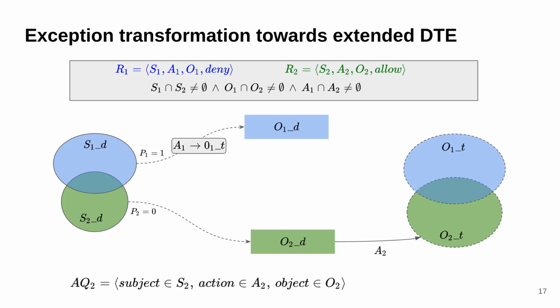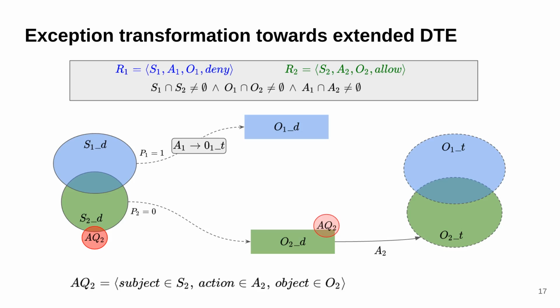Let's consider a second access query AQ2 that requests the application of an action in A2 by a subject belonging to S2 on an object associated with the type O2. Initially, AQ2 will belong to the domain S2D. As you can see, subjects in S2D cannot directly perform actions on O2T, and the only possible domain that can be accessible to AQ is the domain O2D.